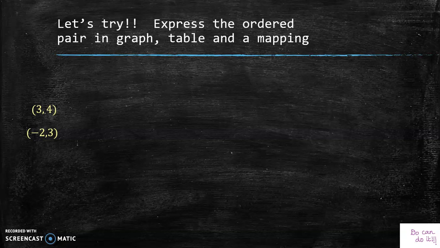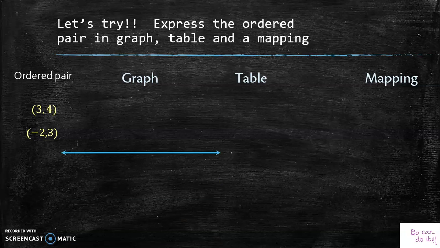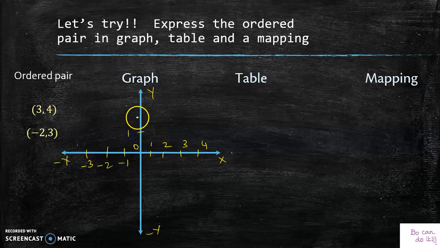Now let's try this. Express the ordered pair in a graph, table and a mapping. So in the graph, how do you represent 3, 4? First step, draw the axis. So plot 1, 2, 3, 4. Here negative 1, negative 2, negative 3. 1, 2, 3, 4. Negative 1, negative 2, negative 3.